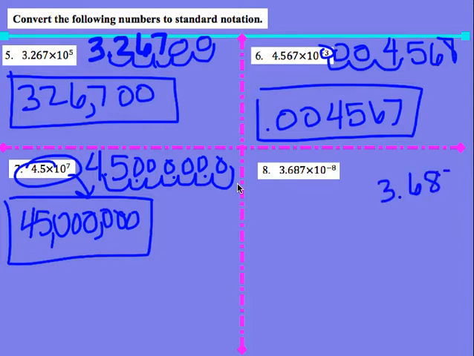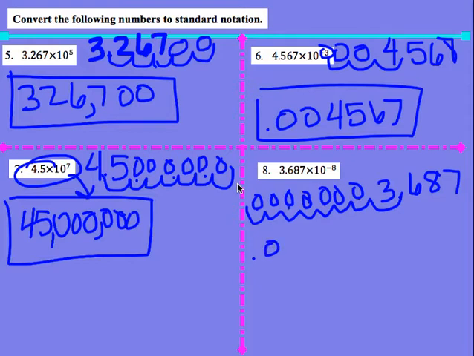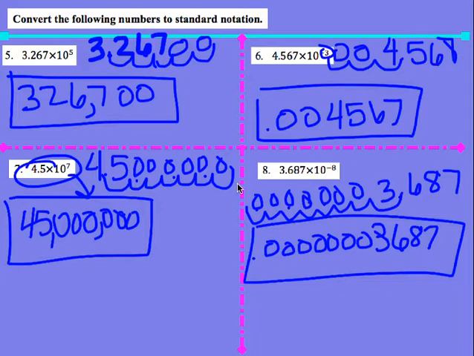So next we're going to have 3.687, and that's 10 to the negative 8th. So that means we need to move it left 8 spots. So I'm going to go 1, 2, 3, 4, 5, 6, 7, 8. Any extra loop I'm going to fill in with a 0. So this is going to be a really teeny tiny number. We have 1, 2, 3, 4, 5, 6, 7 zeros before we even reach our number. And then we're going to write in our numbers. So that's 3, 6, 8, 7. So that's our final answer for number 8.